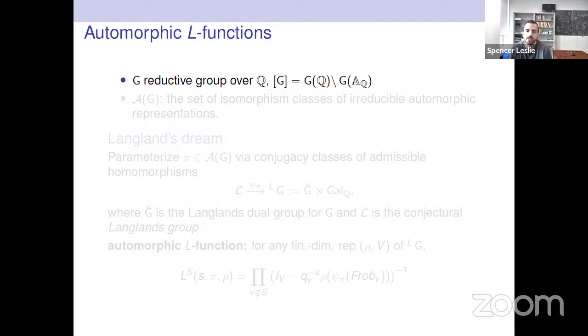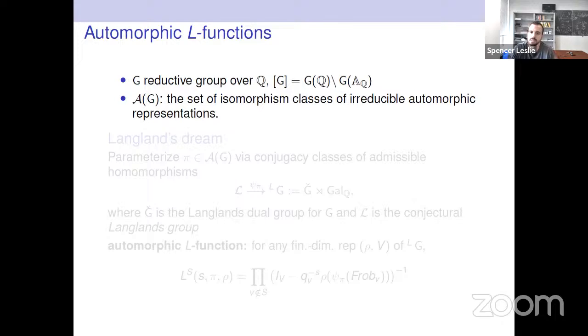So I'll let G be a reductive group over Q. I'll just try and work with Q for simplicity throughout the talk. And I'll let AG be the set of isomorphism classes of irreducible automorphic representations of G. By the way, I don't want to assume things that maybe should be explained a little bit further, depending on people in the audience. So if there are any questions, please feel free to stop me at any point.